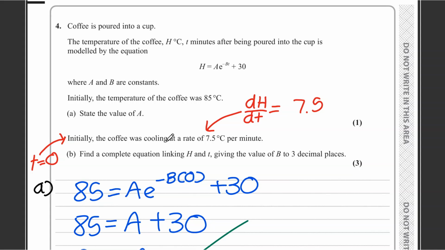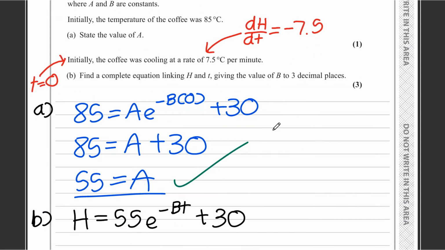So therefore, this rate is going to be negative. So therefore, dH over dt is going to be equal to minus 7.5. So what we can do is, as dH over dt is equal to minus 7.5 when t is equal to 0, we can use this in order to find b, okay? So firstly, let's find dh over dt.